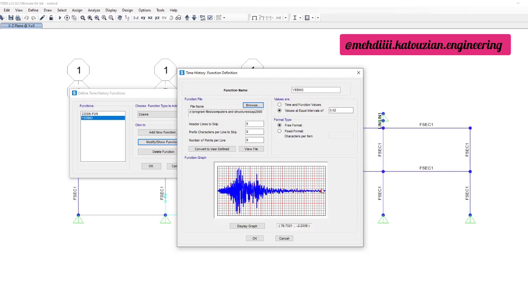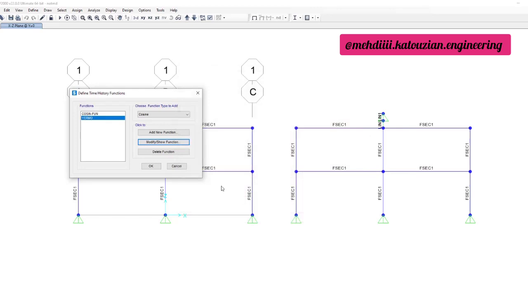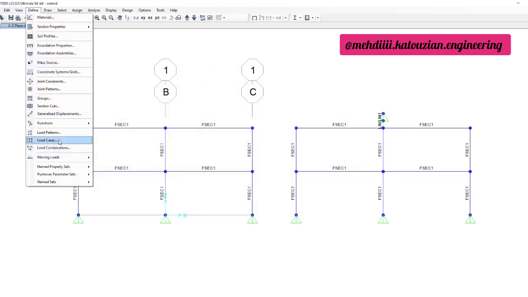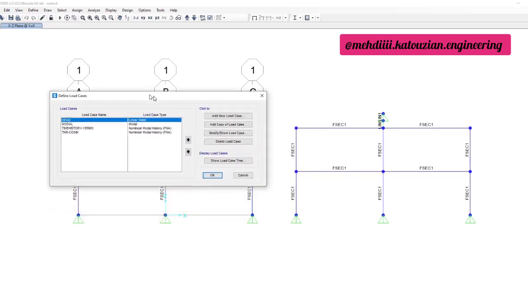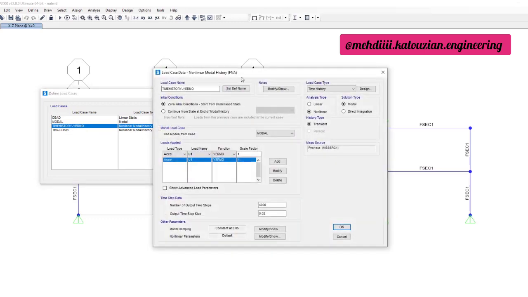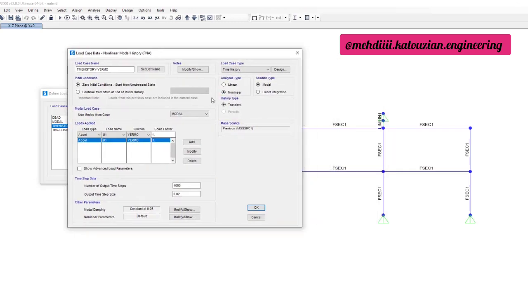It's about 4,000 points, a huge earthquake ground motion. It's recorded. Then you can go to define some load cases. You're allowed to do linear analysis, also nonlinear analysis, but nonlinear analysis is much more reliable and interesting. So I defined a function here, time history with nonlinear FNA.